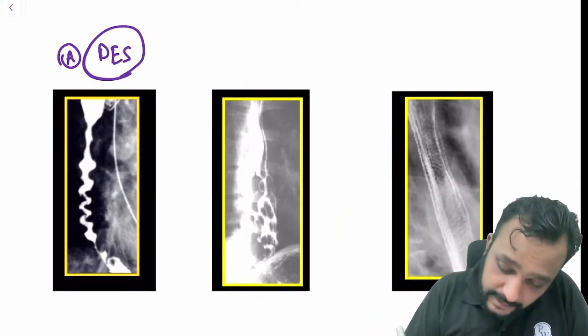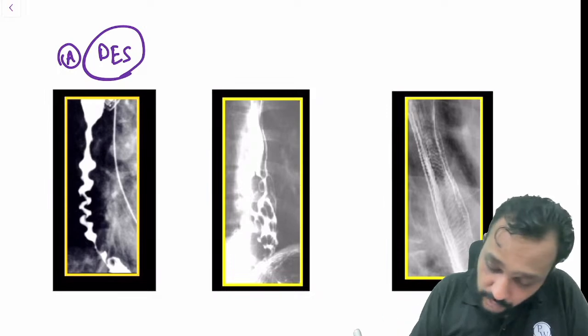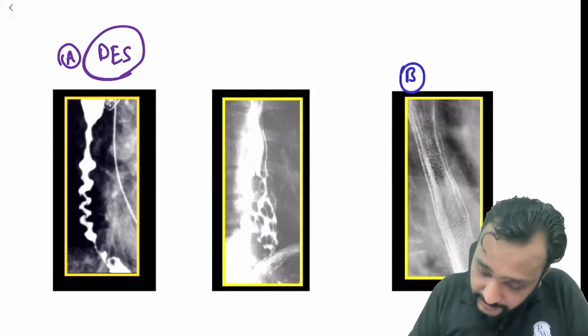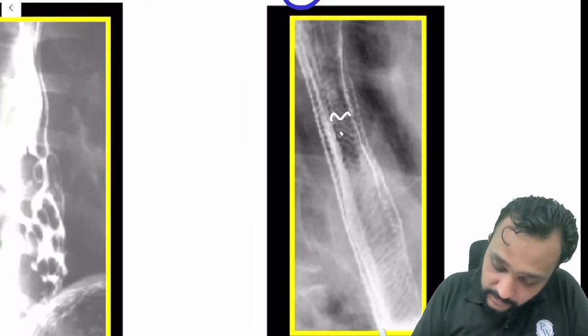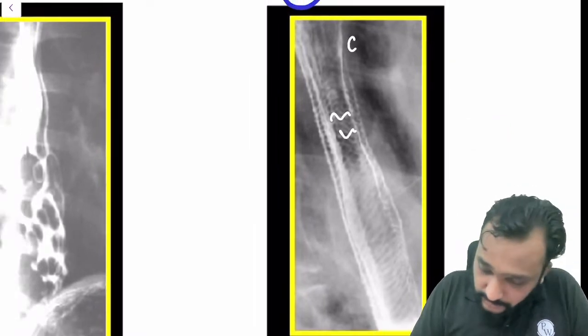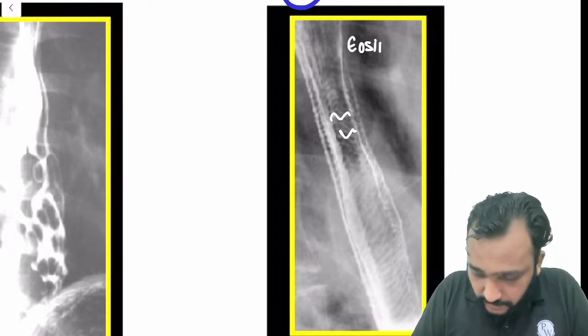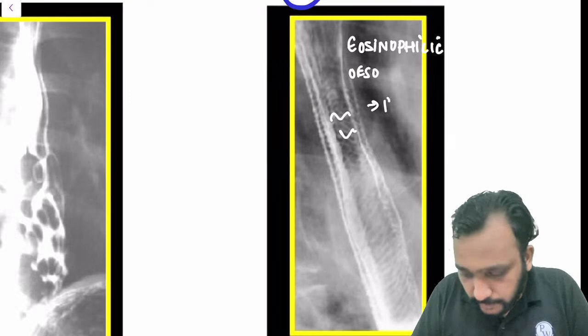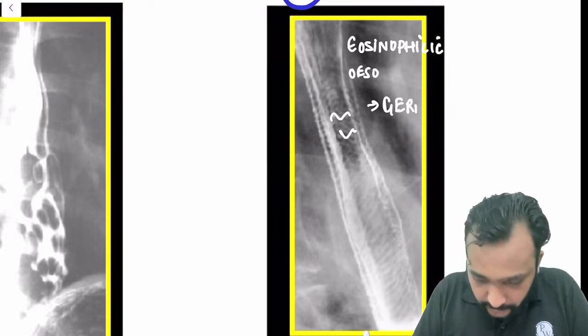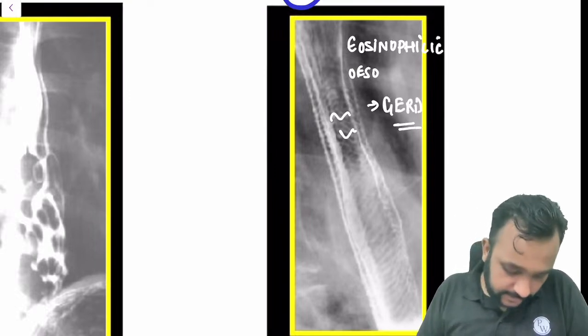In the third barium swallow image, guys, you can see that there are linear strands within the esophagus. So this is seen in eosinophilic esophagitis, right? And this can also be associated with gastroesophageal reflux disease.